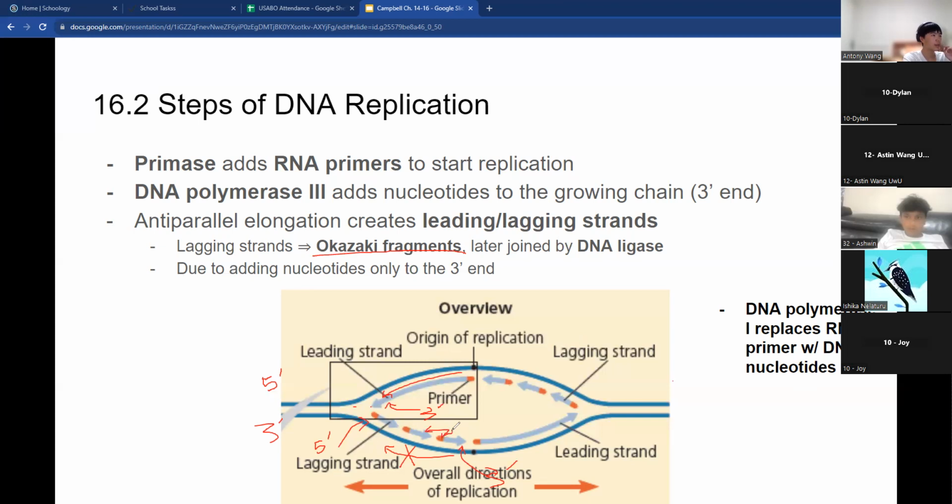DNA polymerase 3 adds nucleotides to the growing end of a strand. However, DNA polymerase 1 replaces RNA primers with DNA. So these orange bits, this is RNA, but you don't want RNA in your final DNA molecule. So polymerase 1 will come in and replace these.